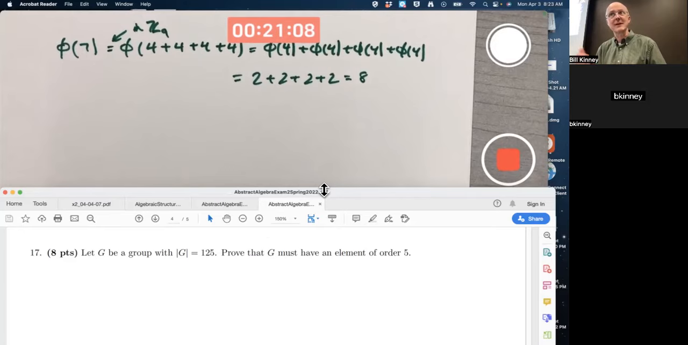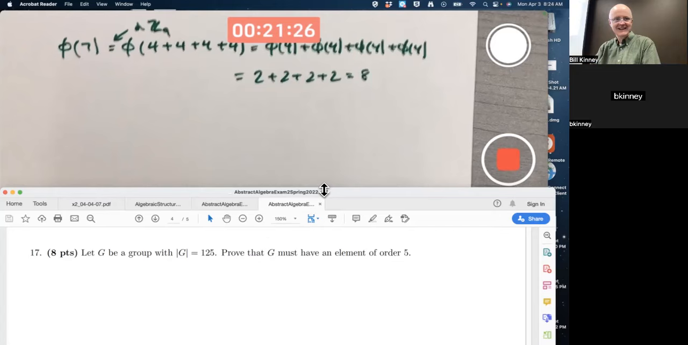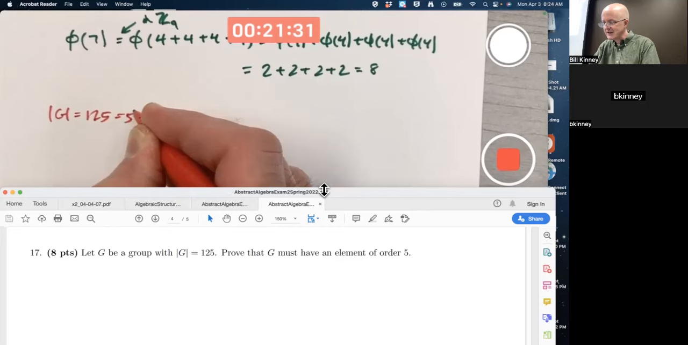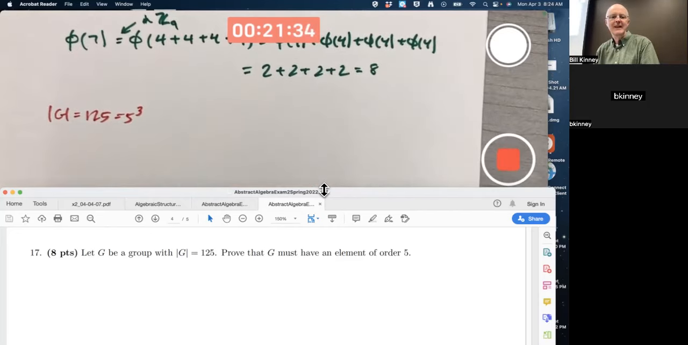I mean, one big theorem is very relevant. What theorem? The person's name starts with an L. Lagrange, right? Lagrange's theorem is relevant. So G has order 125, which is 5 cubed. Elements of G, and not just subgroups of G, but also elements of G have to have orders that divide 125. Only possibilities are 1, 5, 25, and 125.